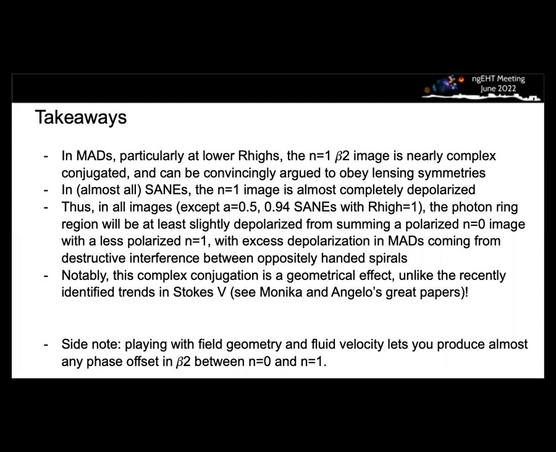And so this is a geometric effect, which would be very exciting to observe because this would be a lensing signature. And it's a little easier to make sense of than comparable Stokes V negation signatures that Monica and Angela have identified. And I just want to point out that this is a very general property where you can see trade-offs depending on your emission region between things like magnetic field and space-time and fluid velocity. So we really should be prepared to see any relative polarization that you can imagine. And it will be a sensitive probe of a joint constraint on these quantities. All right, thank you.